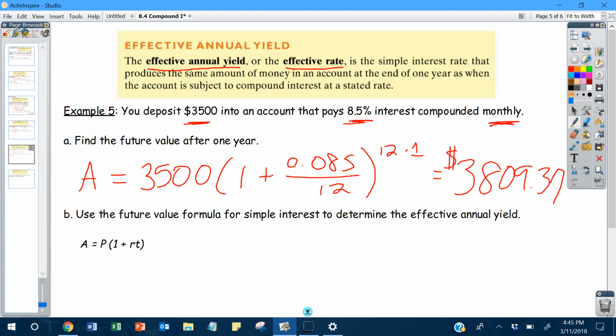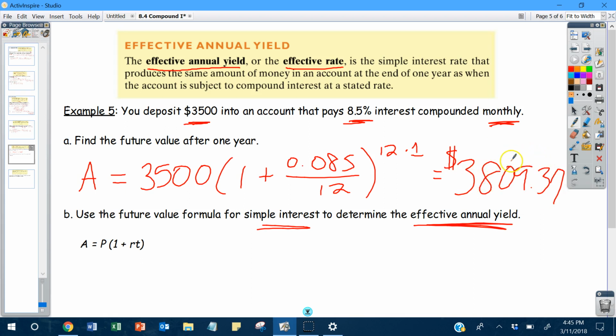And then the question then is, use the future value formula for simple interest to determine the effective annual yield rate. So here's kind of what we've done. This is how much money I put into the account, or I want to put into the account. This is how much money I would have after a year of investment into this account.